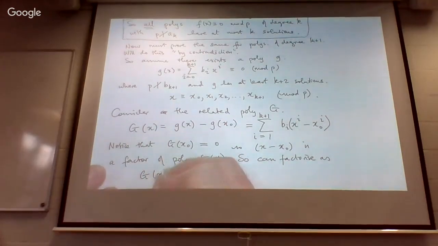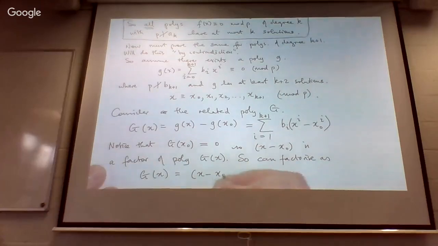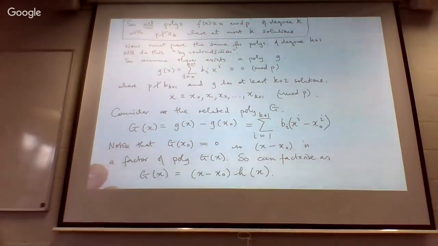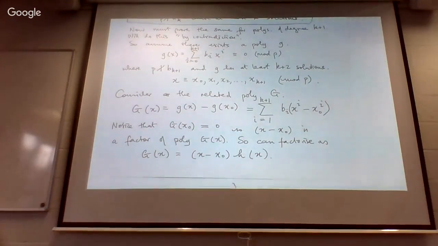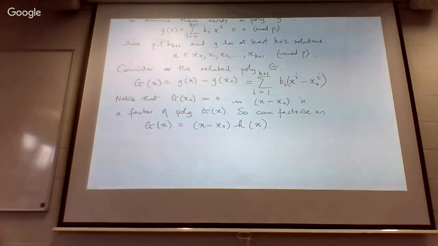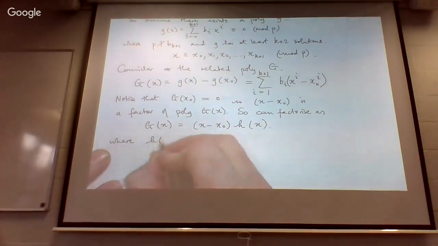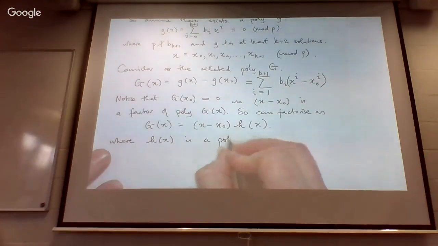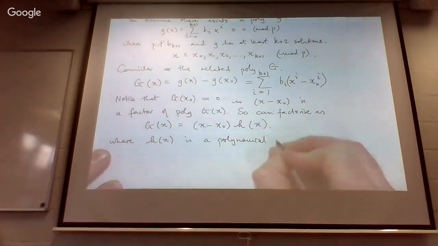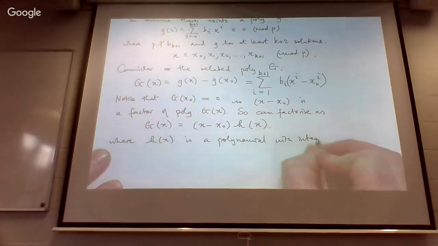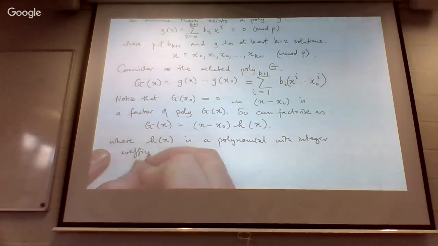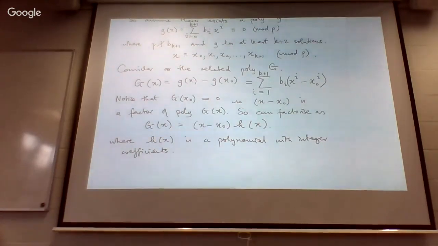Factorize it as capital G of x is going to be x minus x naught times some polynomial h of x. And it's this polynomial h of x which is very suspect. And we're going to interrogate h of x. So we can factorize it as this, where h of x is a polynomial with integer coefficients, factorizing out x minus x naught.